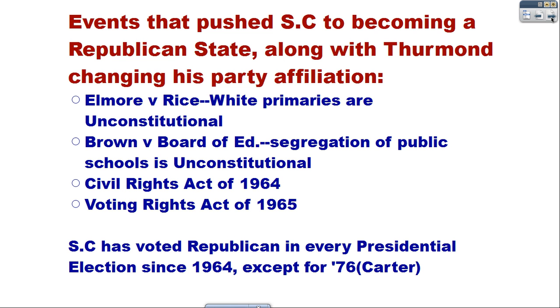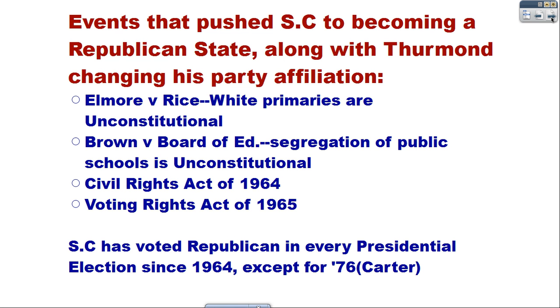are unconstitutional. Another major event that would shift South Carolina and Thurmond to the Republican Party was the Brown versus Board of Education Supreme Court case that said segregation of public schools is unconstitutional. Then the Civil Rights Act of 1964 and the Voting Rights Act of 1965 are going to push Southerners further and further away from the Democrat Party and more in line with the Republican Party.